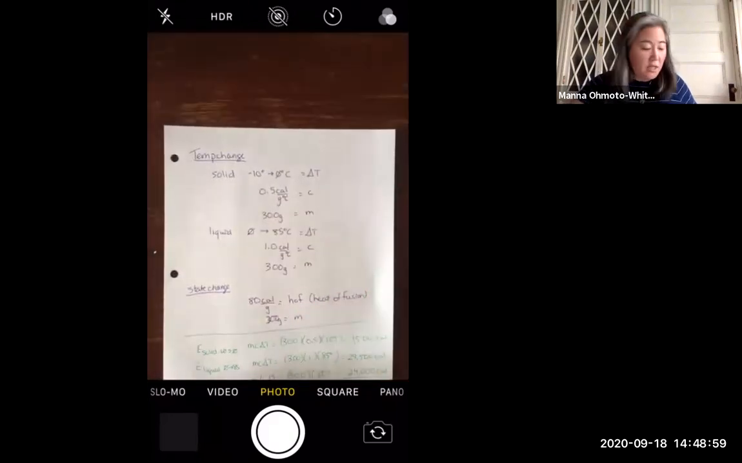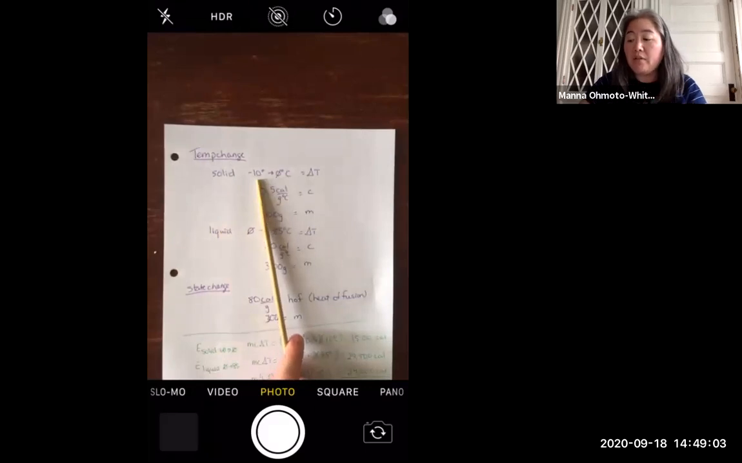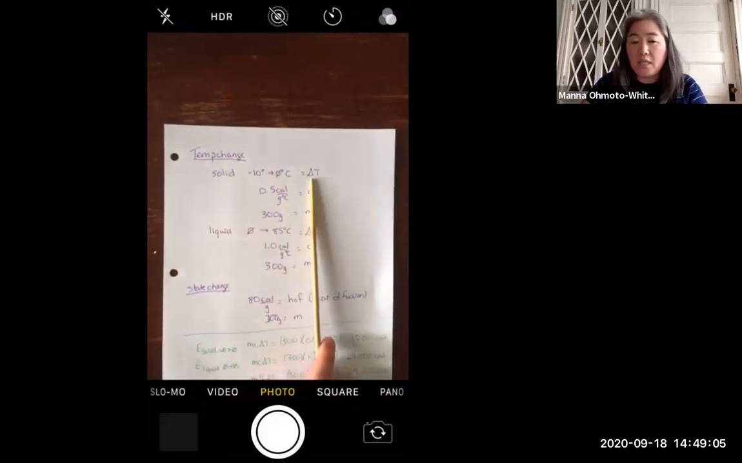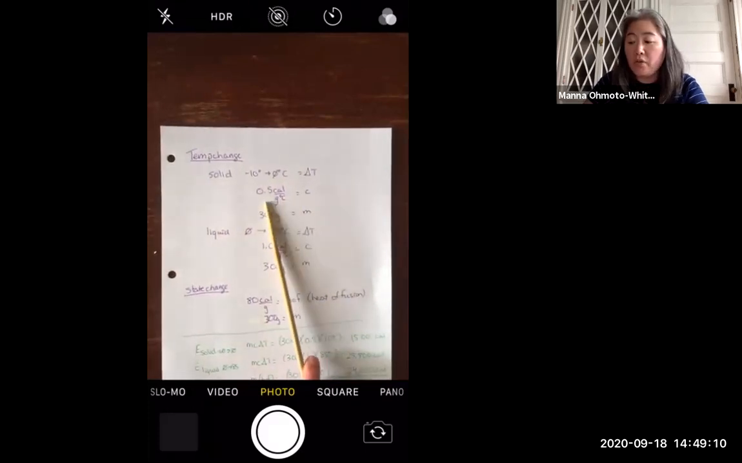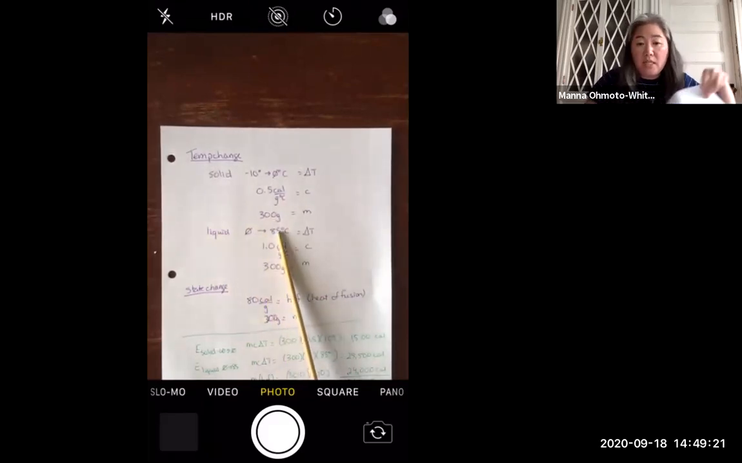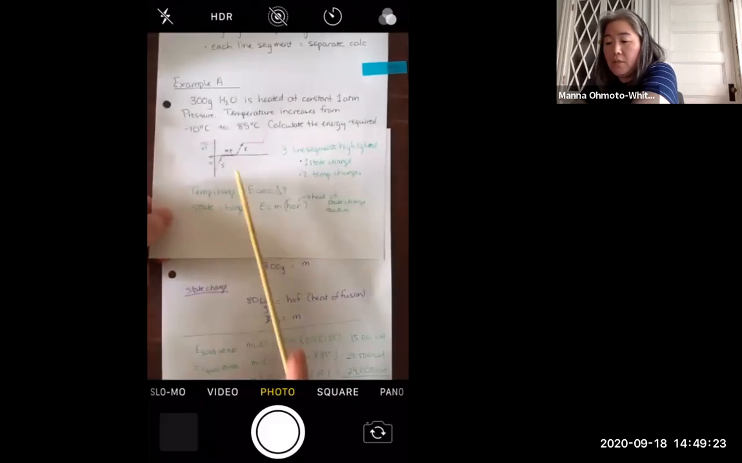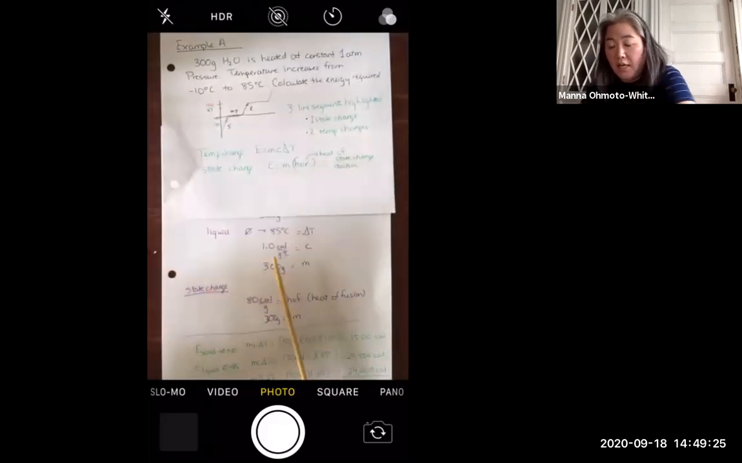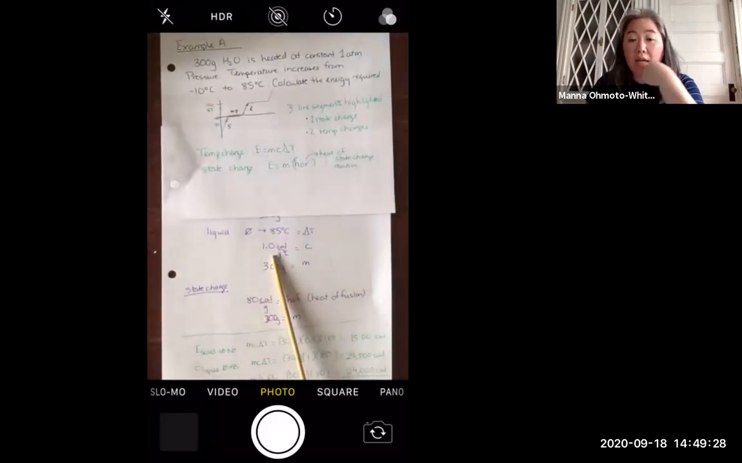For the temperature change, the first temperature change is when I'm taking my solid from -10 to 0 degrees Celsius. That's my delta T. The specific heat for ice will be given, and that's a constant, 0.5 calories per gram per degree Celsius. And the mass was given in the problem as 300 grams. For my liquid, I'm taking my liquid from 0 to 85 degrees Celsius. That's my delta T, right? 0 to 85. The specific heat is 1 calorie per gram per degree Celsius, but it's the same mass.